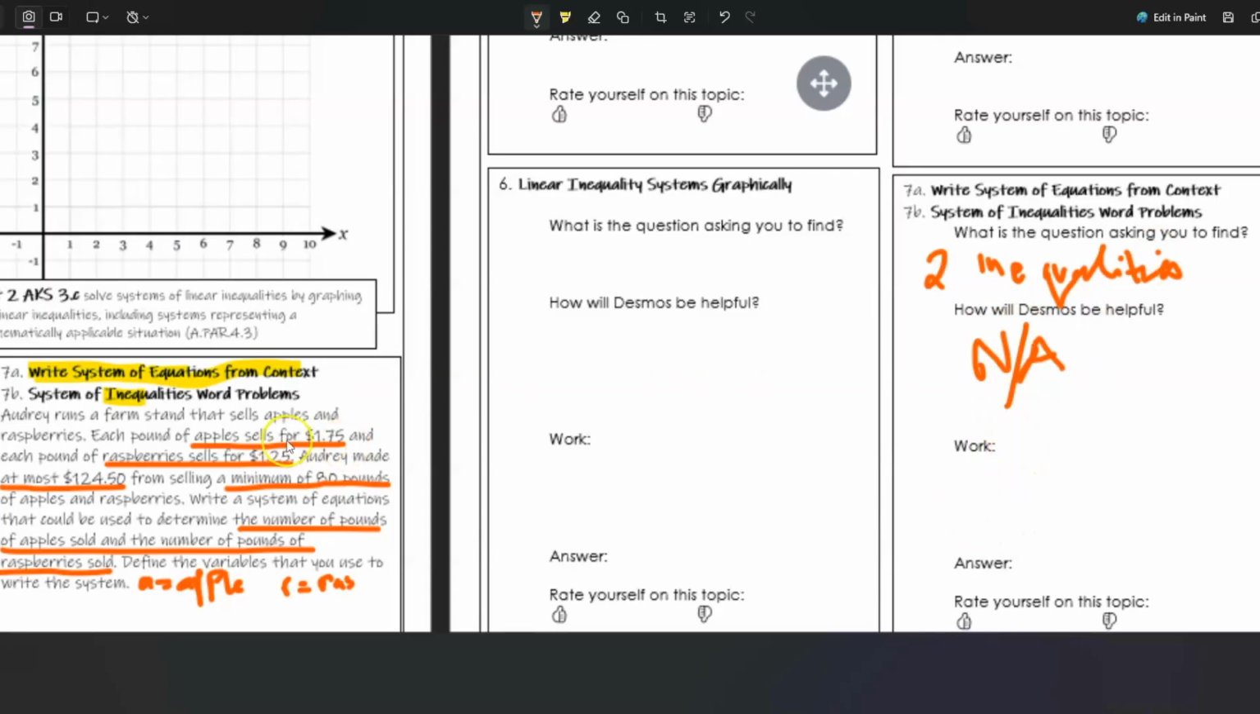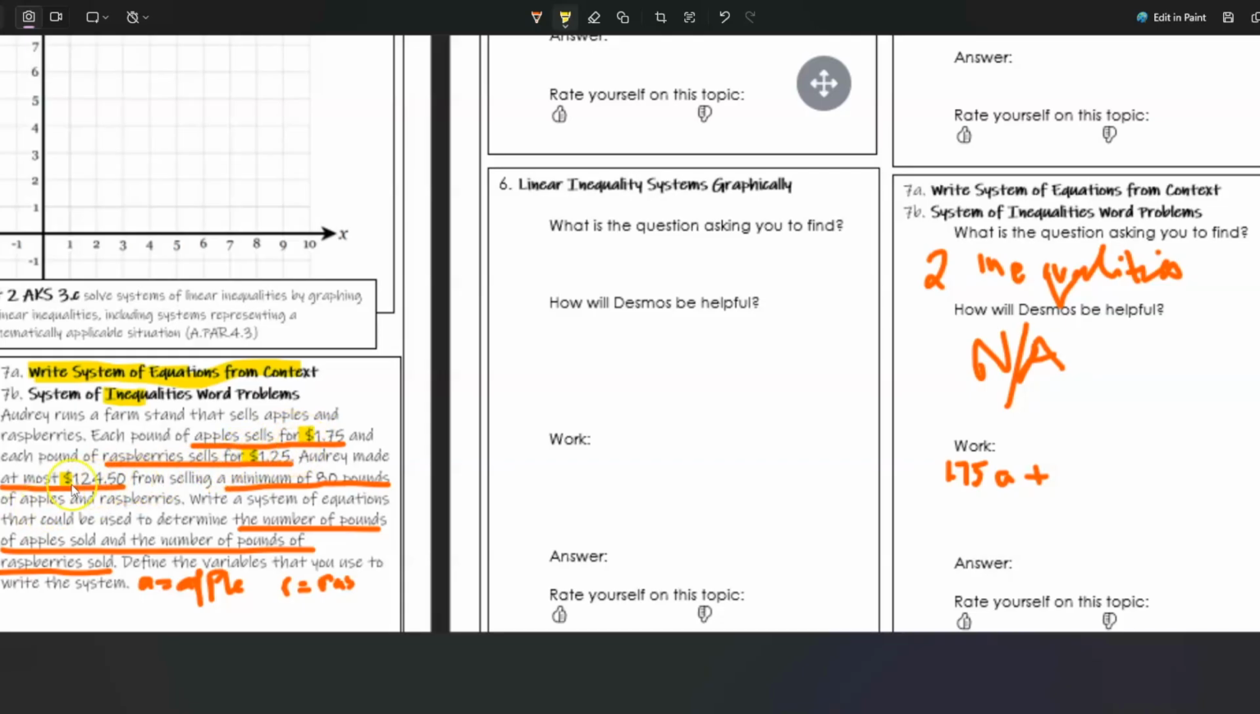Here is my work. An apple is $1.75. So 1.75A plus, and again, we're looking for the things that look alike, right? And what are my 3 things? I totally forgot to say it. It's money. In this situation, it's money, right? But you're looking for 3 things that are in every single number.